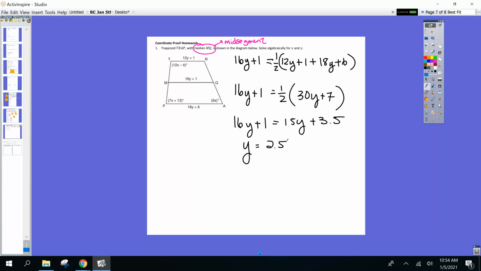All right, you ready for X? X has nothing to do with the MQ being a mid-segment, but it does have everything to do with this being a trapezoid, so I know TR is parallel to PA. And yes, MQ is parallel to the other two as well.